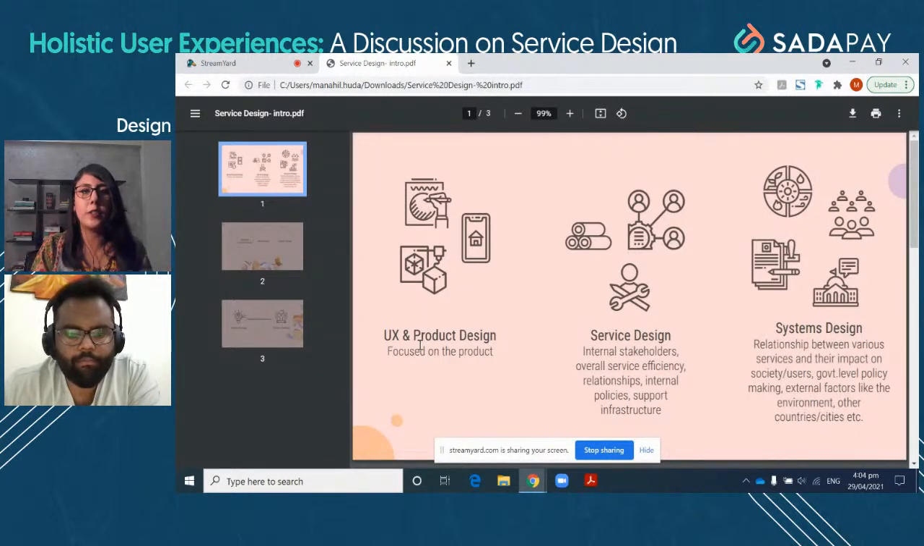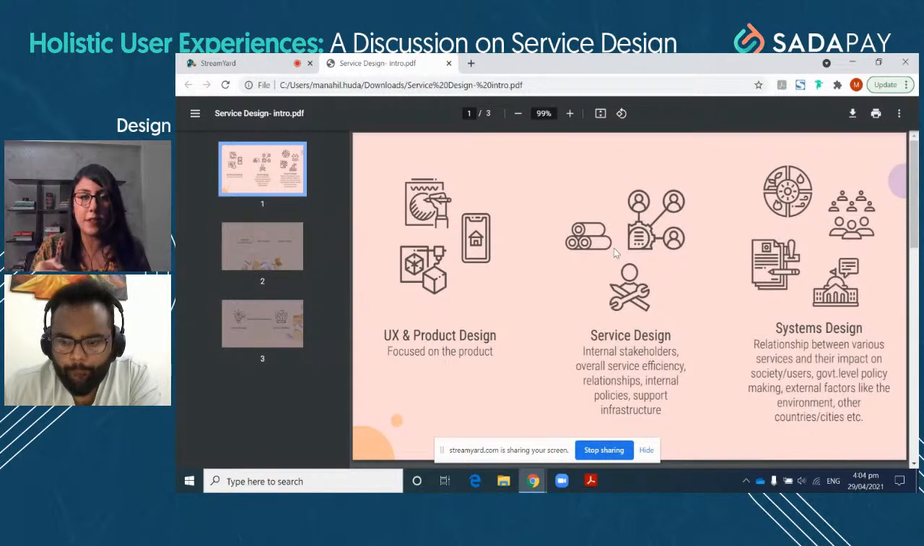and they don't care what's happening outside. They don't care how the customer service person who is sitting in a call center interacts with their user. They just care about what's happening within the screen. So that's where UX and product design comes. Then the next step is service design. So service design is where you are looking at the overall service.